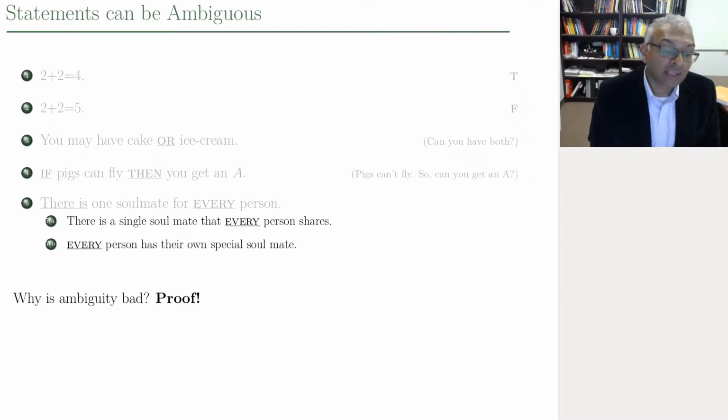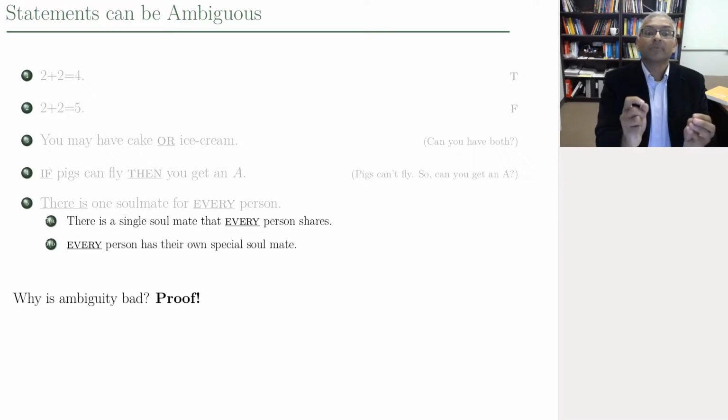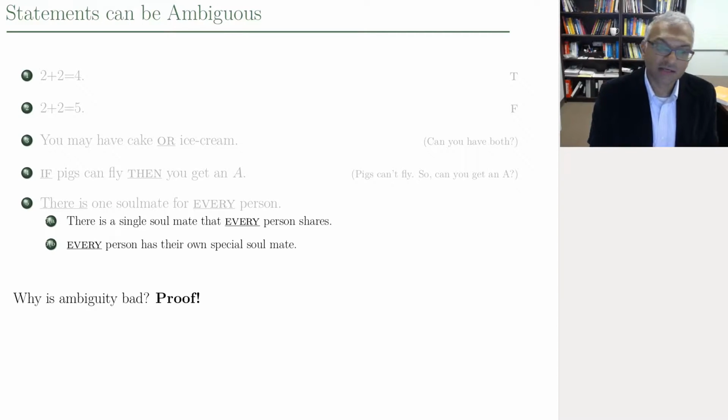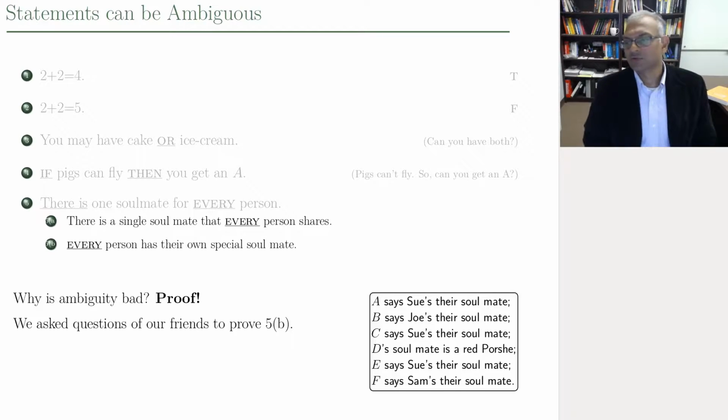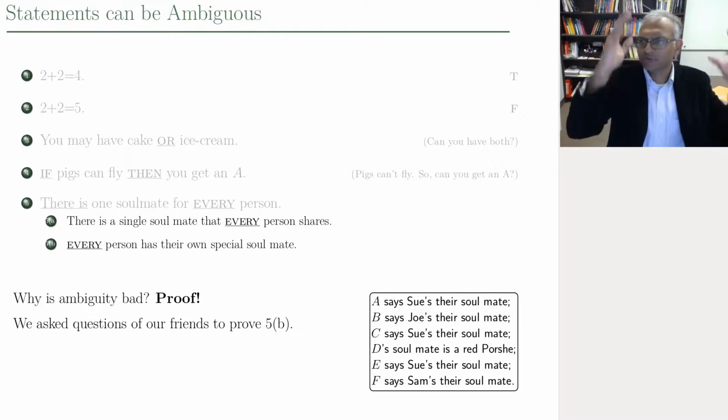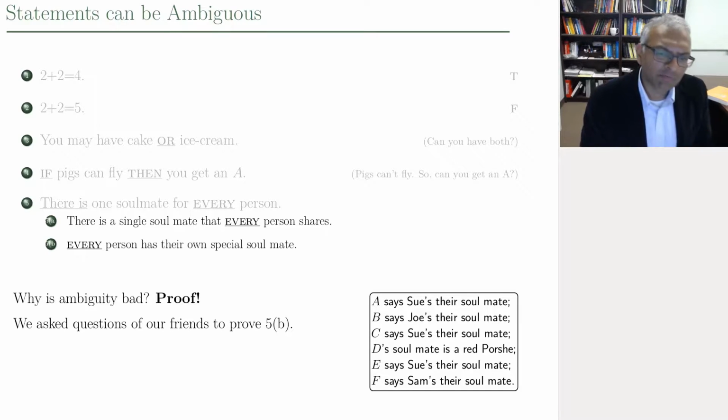And the reason we care is that we are interested in proof. And if you're going to prove something, you had better know exactly what it means. So let's think about what it would take to prove 5B. Imagine the world is composed of only 6 people, A, B, C, D, E, F, our usual friends. And we're going to ask them who their soulmates are.